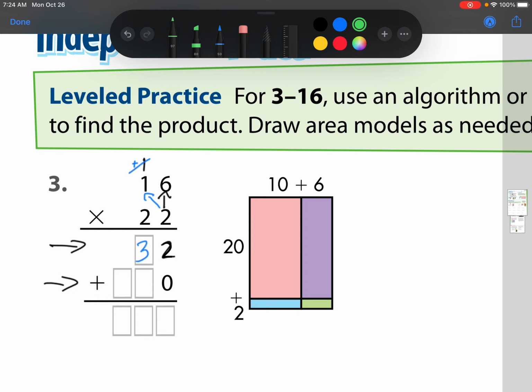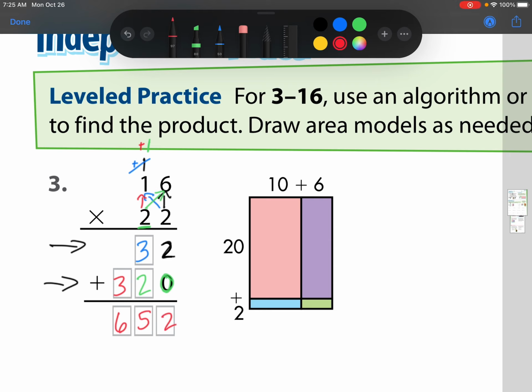Now what do we go to next? We go to this 2 next. Notice this is in the tens place value, so I put a 0 down here. So I start on that tens place value. We then have 2 times 6 is 12. Regroup that one. Then we have what? We have 2 times 1 is 2, plus 1 is 3. Add them up.